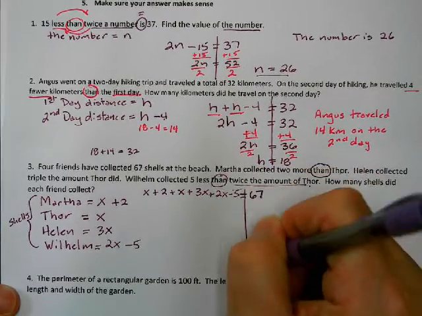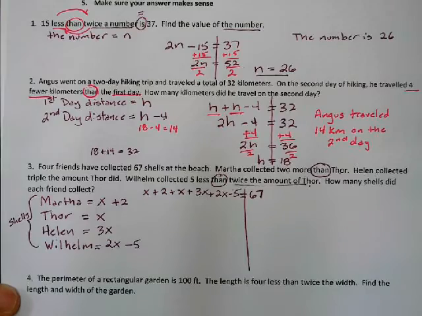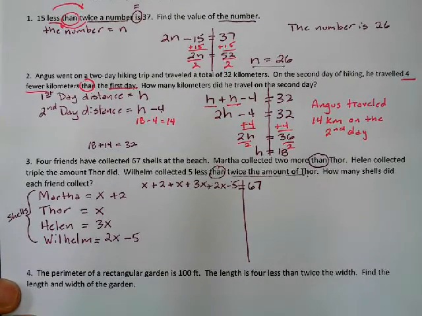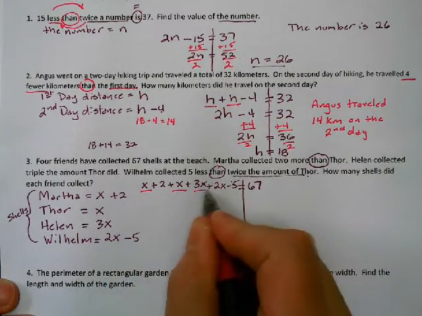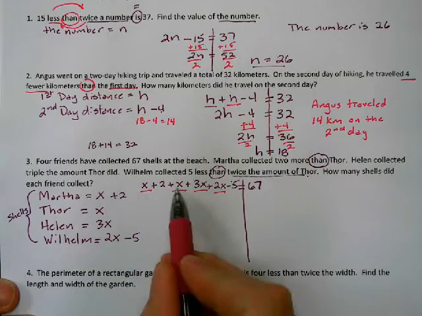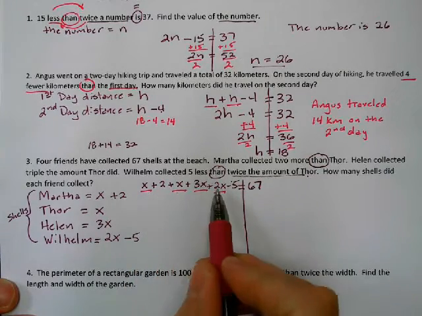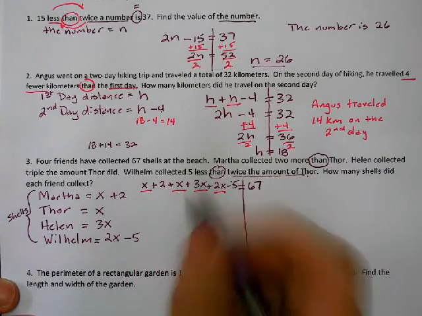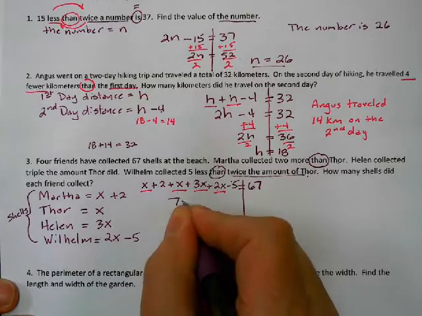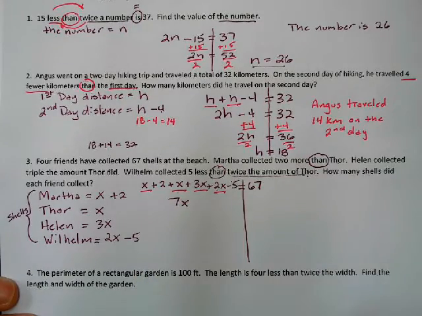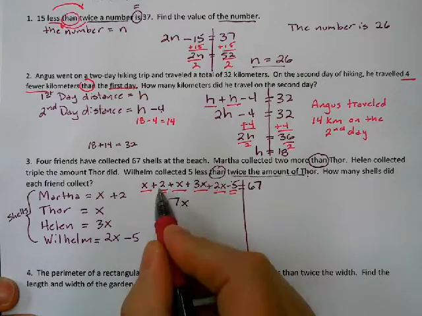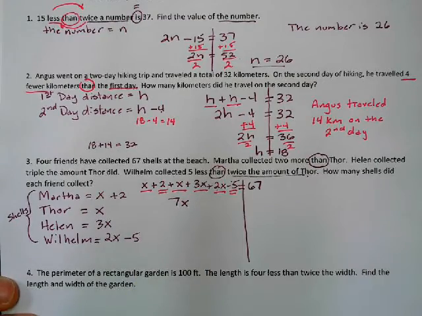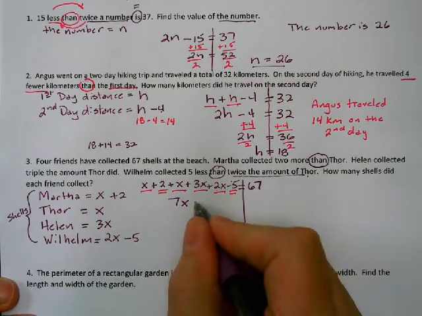Okay, I should start this one by combining like terms. There's no distributing, so we combine the like terms. We've got X's all over the place. I've got 1, 2, 3, 4, 5, 6, 7 X's. And then I also have like terms with my 2 constants here. I've got 2 minus 5. That would be negative 3. Equals 67.